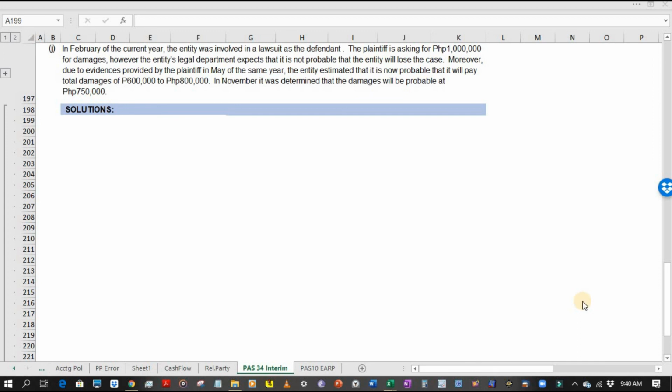So this event will require us to recognize a provision in case the existing conditions will show that the criteria for a provision to be recognized are present.